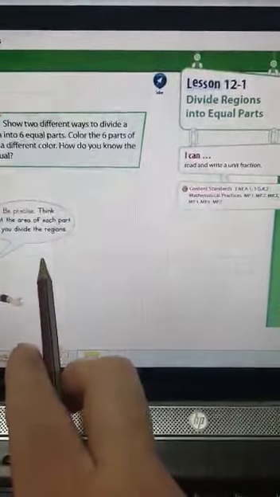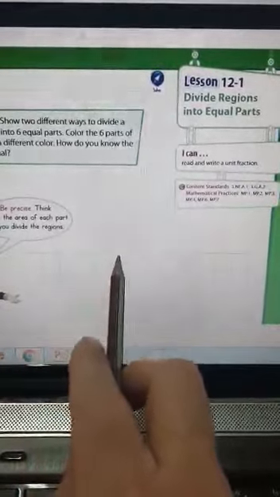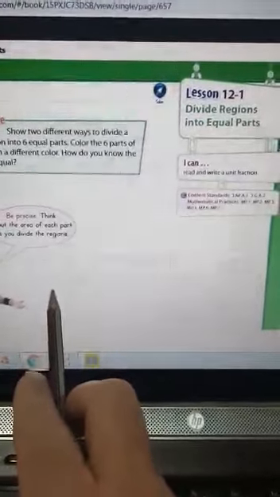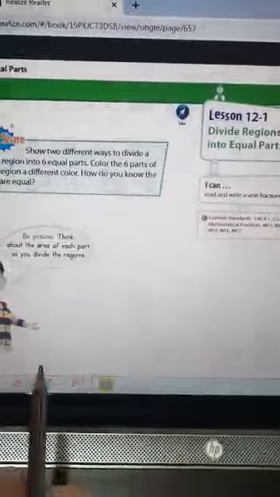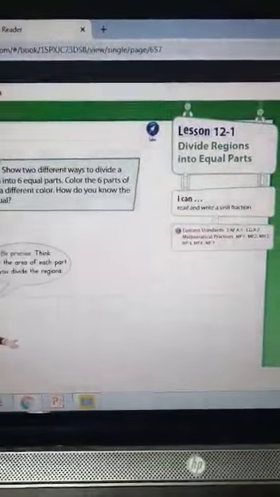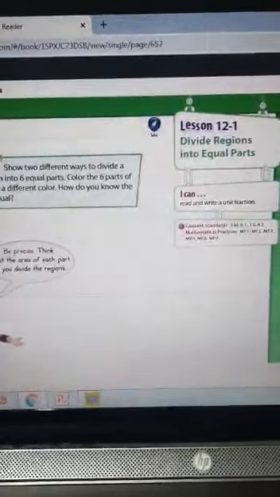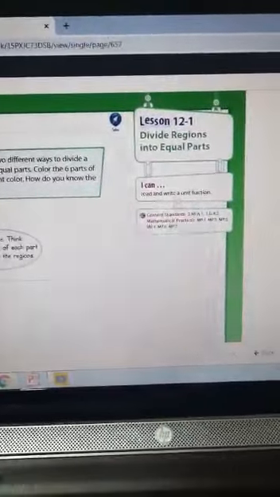Now, as you can see also, we have here many equal cube parts which are equal to each other. So that means we have what? Regions divided into what? Equal parts. So this topic for this week will be about dividing regions into equal parts.